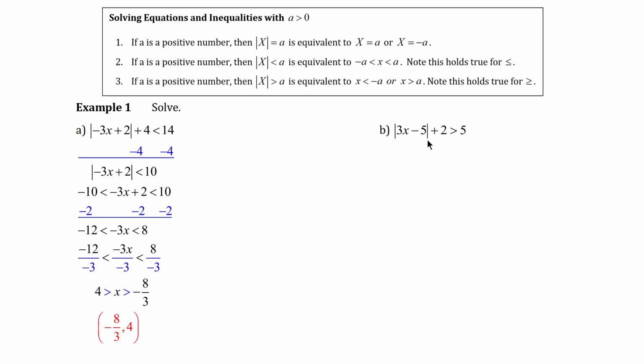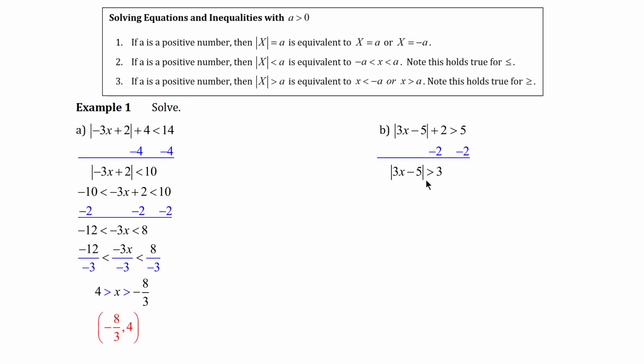Outside the absolute value, we have plus 2 greater than 5. To solve this absolute value inequality, we first get rid of the plus 2. To do this, we just subtract 2 from both sides of the inequality. Simplifying the left-hand side, plus 2 minus 2 cancels out, and we bring down the absolute value of 3x minus 5. On the right-hand side, we have 5 minus 2, which is 3. So the result is the absolute value of 3x minus 5 greater than 3.